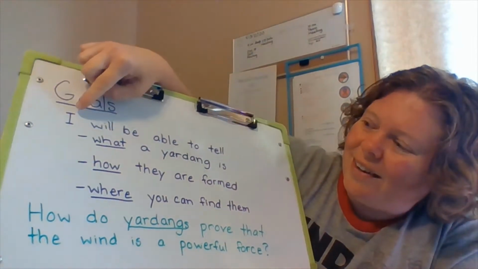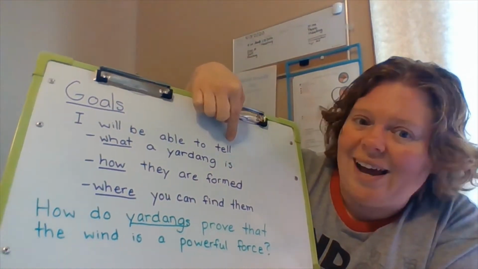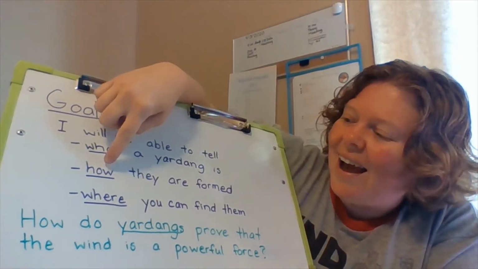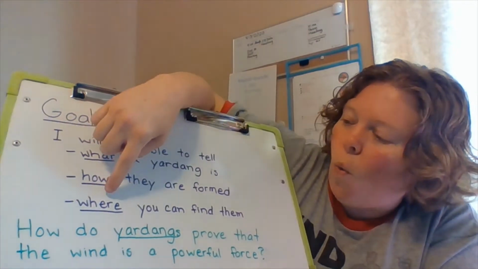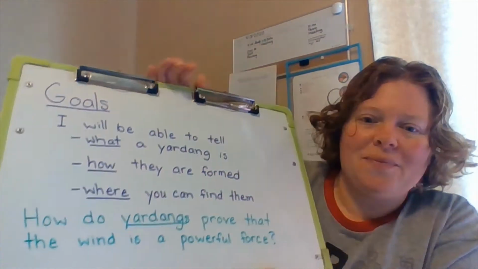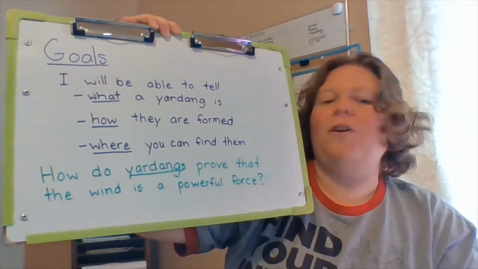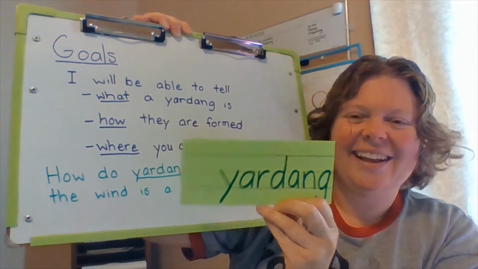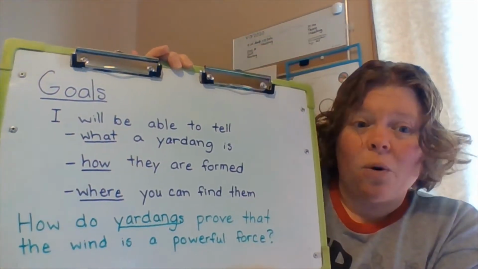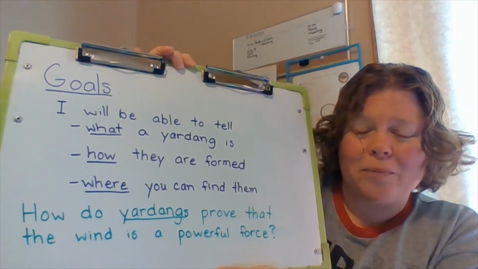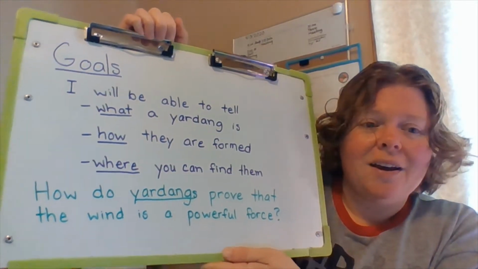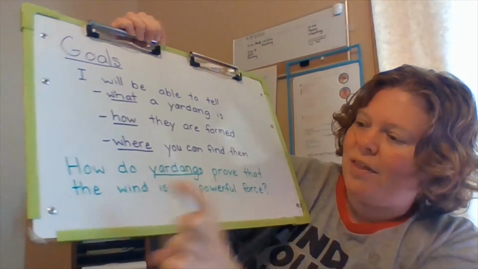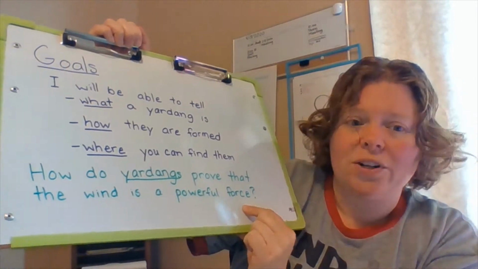Here are your goals. I will be able to tell what a yardang is, how they are formed, where you can find them. So today we're going to be focusing on the yardang. Yes, it is a rule breaker. And you guys have to be able to tell what they are, how they are formed, and where you can find them. Our big question for today is, how do yardangs prove that the wind is a powerful force?